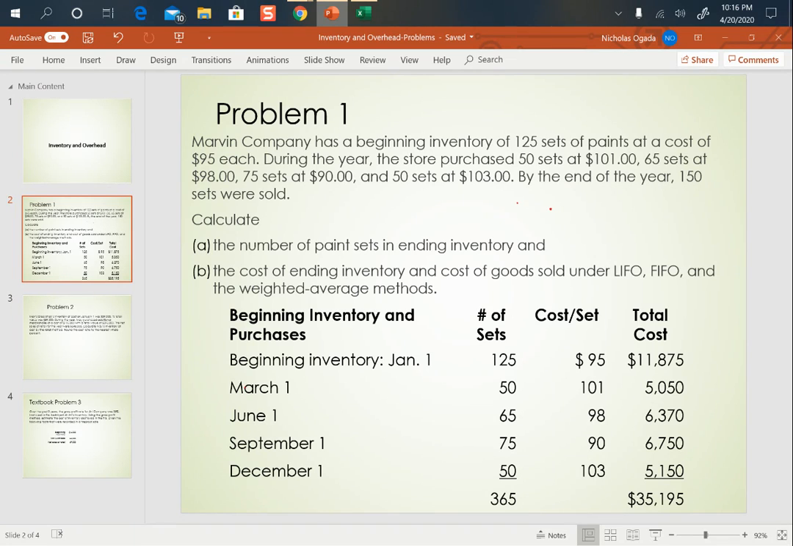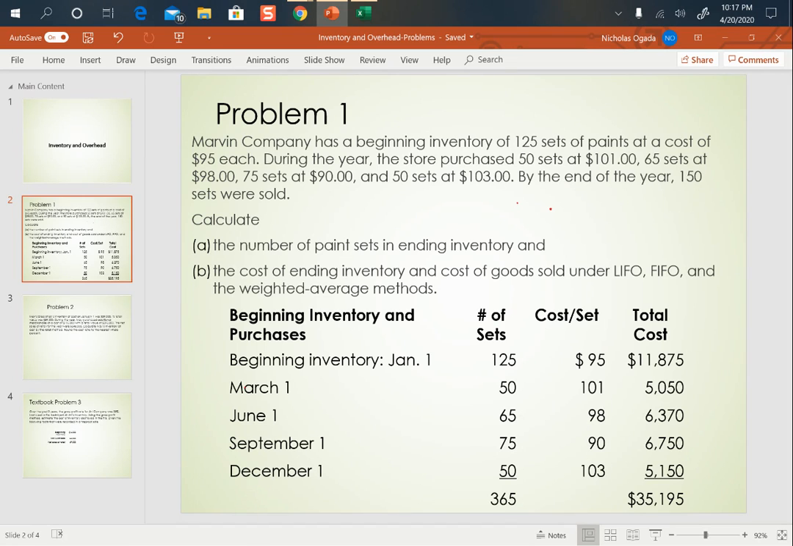Again, if you followed the first video and the second video, you'll have a clear narrative of the problem. But here we go again. Something to remember is that there's a series of purchases and also beginning inventory in this problem, where our beginning inventory is 125 units at a cost of 95, and then there were purchases on March 1st, June 1st, September 1st, and December 1st. So they bought more inventory at different prices.